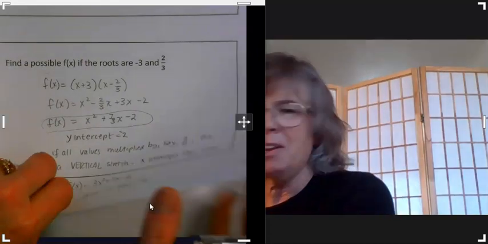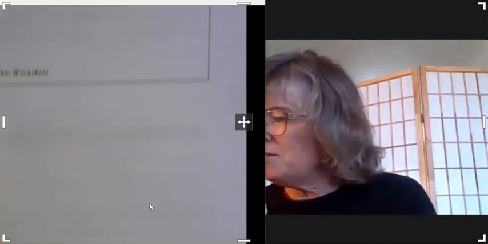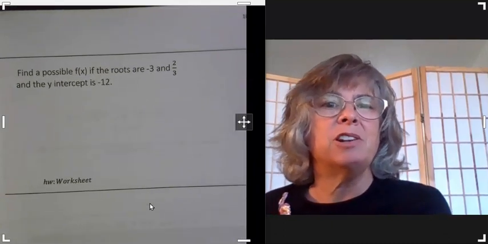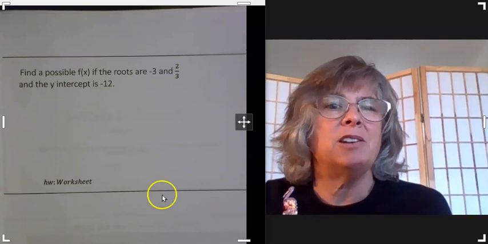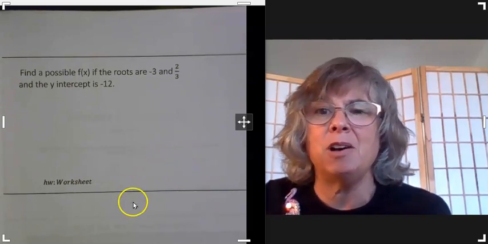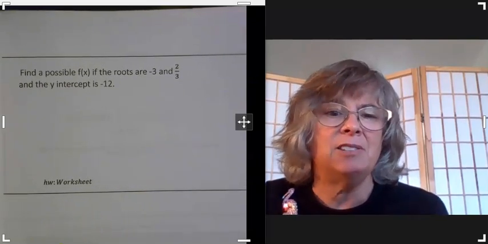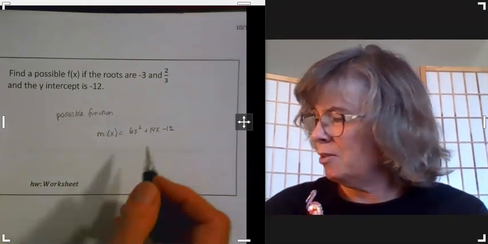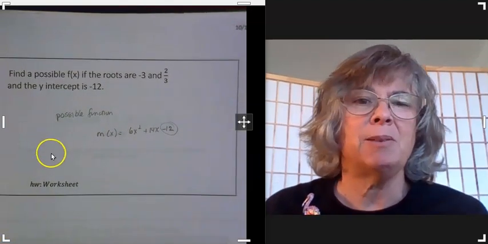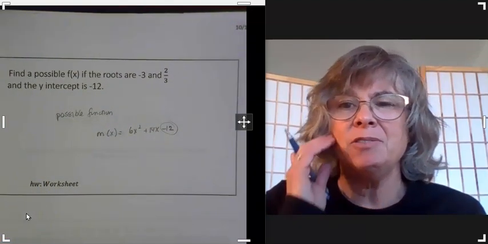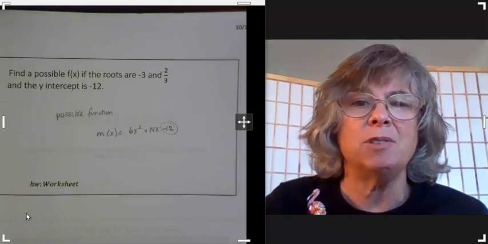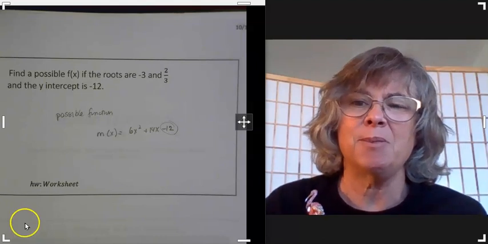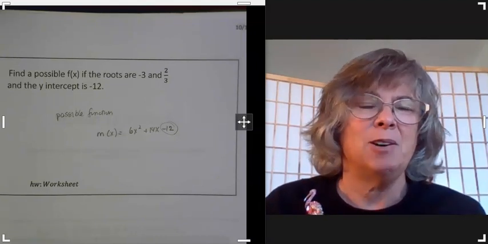So then the next question is, find a possible function. Where is it? Find a possible function if the roots are -3 and 2/3 and the y-intercept is -12. Use the last one and the last idea to find this. Just take the previous function and multiply by 2, and lo and behold, there's your y-intercept of -12. And all of these functions shown that have been stretched from the original all have the same x-intercepts, different y-intercepts, but the same x-intercepts. Homework worksheet.